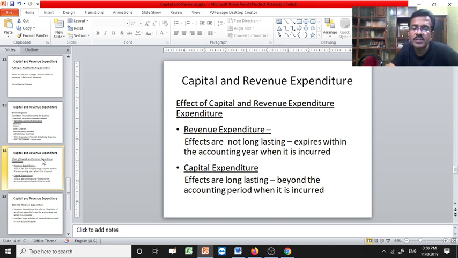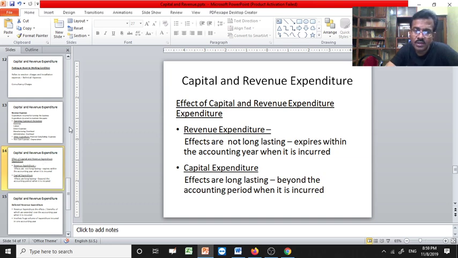But capital expenditure is long lasting. If you buy an asset, it is going to give you benefit for the next 10 years. If you buy a machine, it is going to produce goods or give you production for the next 10 years. So the effects of the expenditure are long lasting, but the effects of revenue expenditure are not. The benefits out of the expenditure are exhausted within the particular year concerned. That is why they are called revenue expenditure, and these are called capital expenditure.